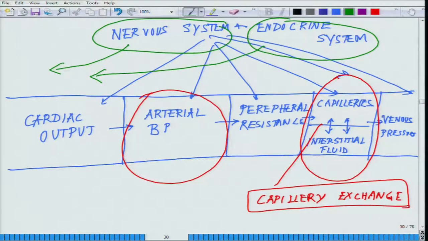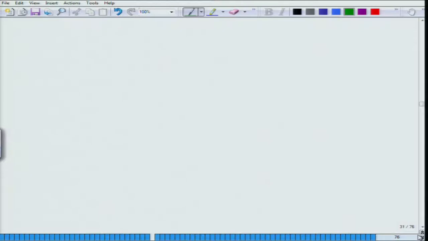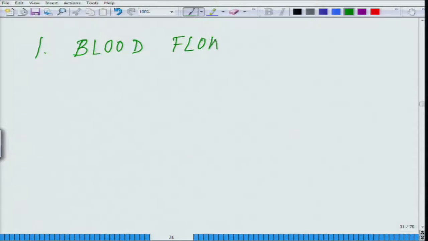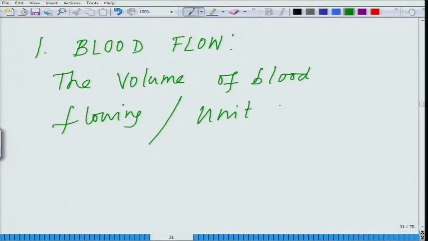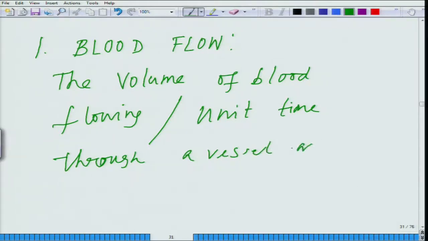Okay. In order to explain the arterial blood pressure, as I told you, this will be a slightly more informative section. So, I will acquaint you with some of the basic definitions, and these definitions are very, very important, and then we will draw up the story. The first definition you have to understand is the blood flow. I will write it down so that you start analyzing these definitions. Blood flow is the volume of blood flowing per unit time through a vessel, or an integration of several vessels, as long as you know the total surface area and the volume.